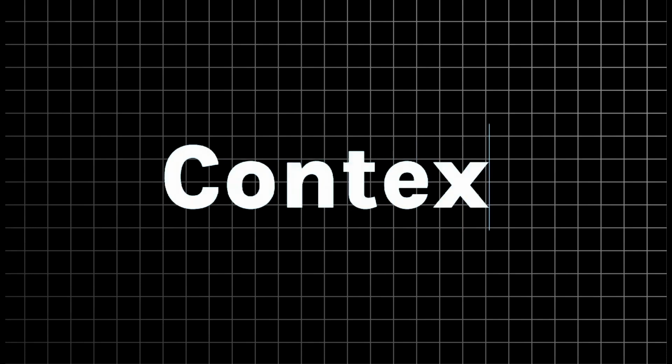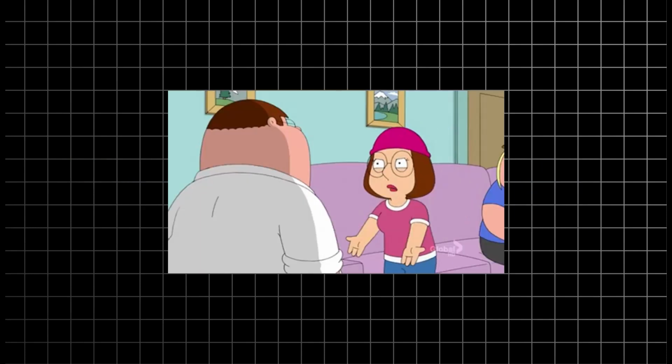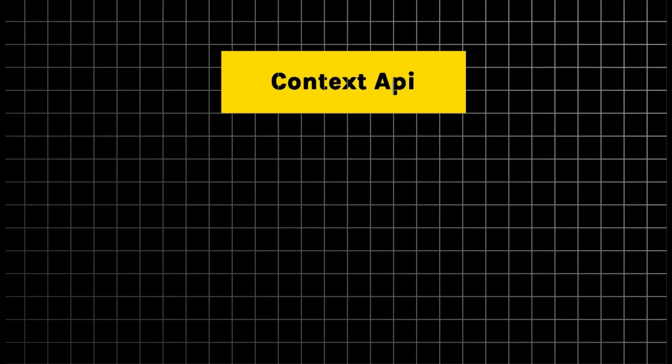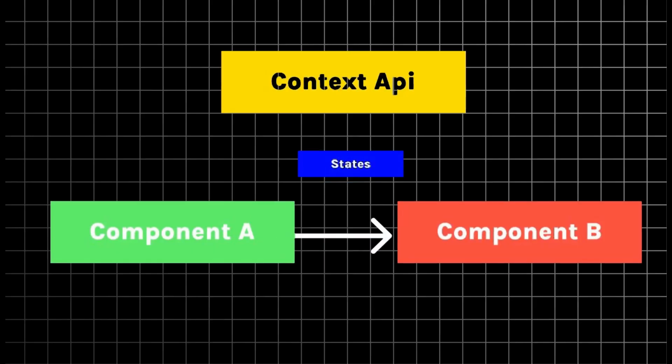In this video, we're going to learn about Context API in the simplest way possible. So there is no way you have to watch another video on it. Context API is a powerful React feature that allows you to pass states between components all across the app.